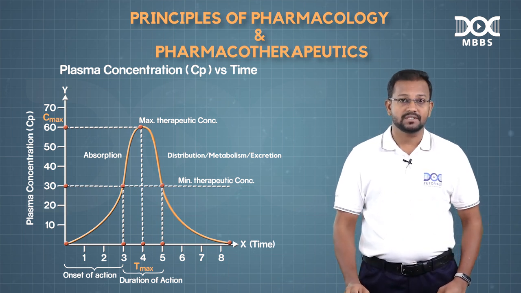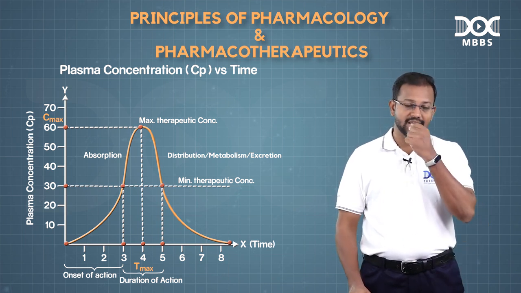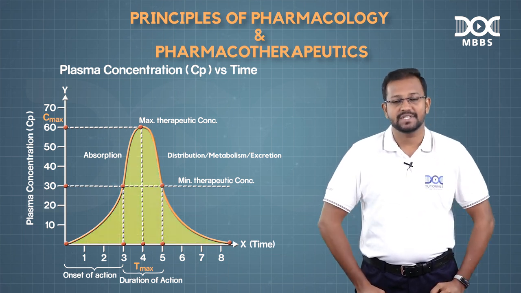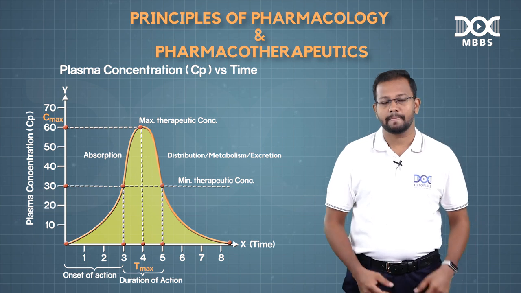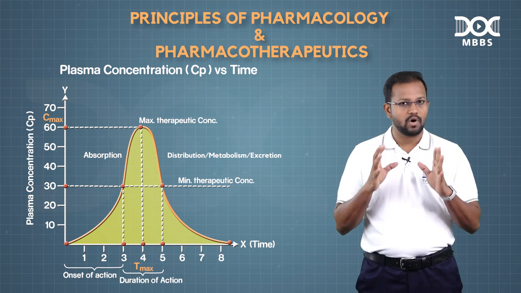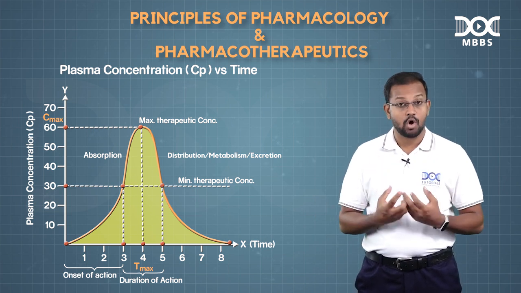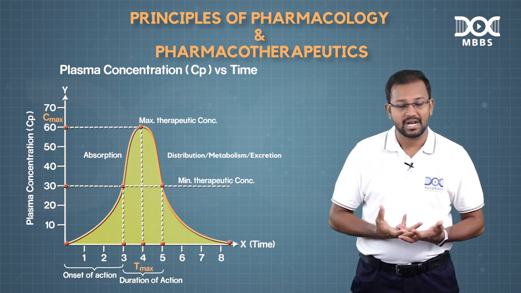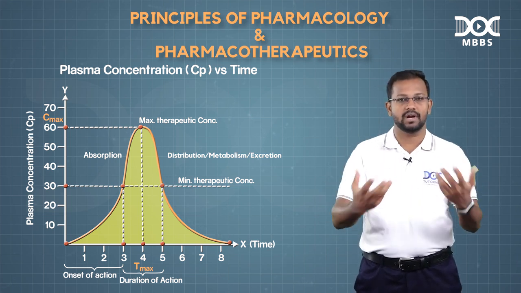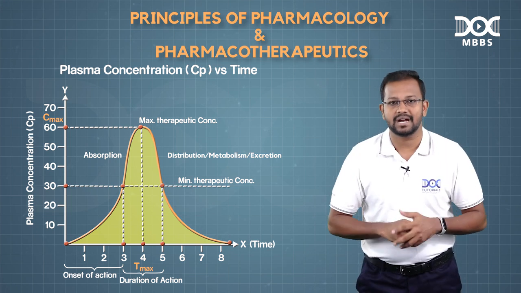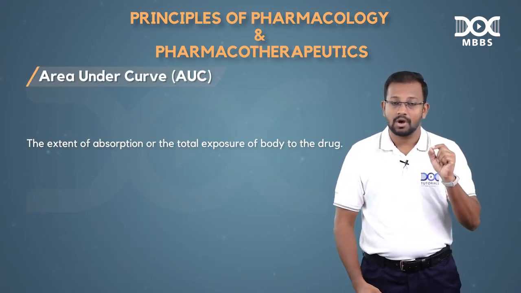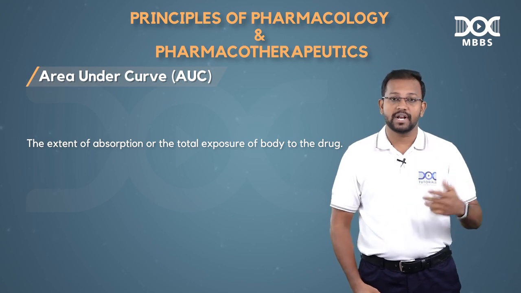Apart from all these things, we have to have one more important piece of knowledge, and that is the area under the curve. The area under the curve is an important value, guys. Why? Because the area under the curve will explain the extent of absorption. Your body is getting exposed to how many milligrams of drug, right? The total exposure of the body to the drug will be explained by the area under the curve. So, AUC will explain the extent of absorption or total exposure of the body to the drug, right?